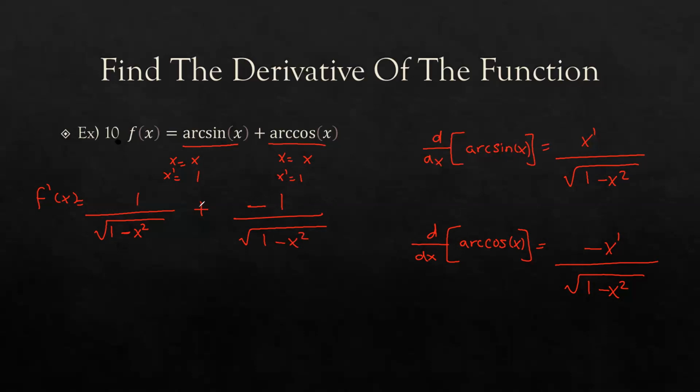When you're adding, we're good with the denominator because they have the same denominator, so just add the numerators. What's 1 plus negative 1? 0 over square root of 1 minus x squared. And what happens when you have 0 on the top? It's just going to be 0. But if it was 0 on the bottom, it would be undefined.